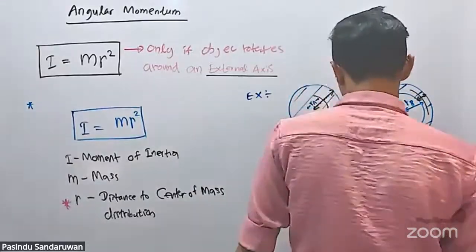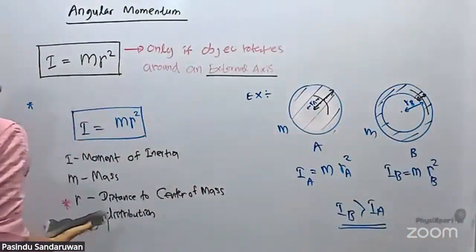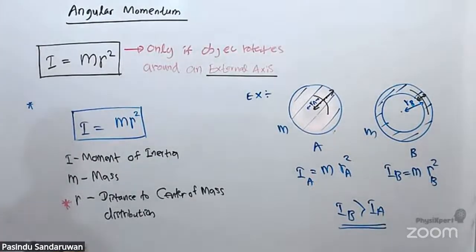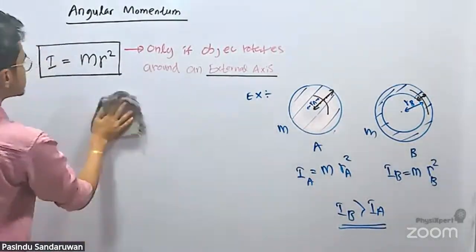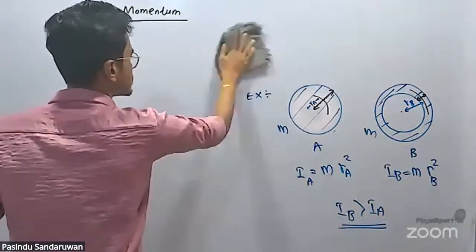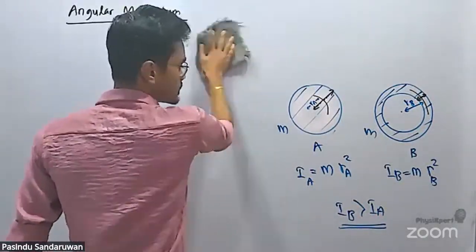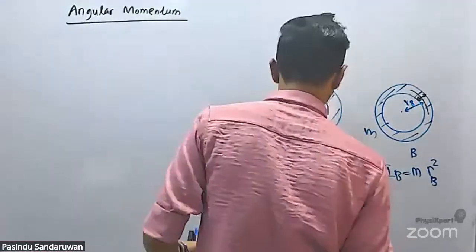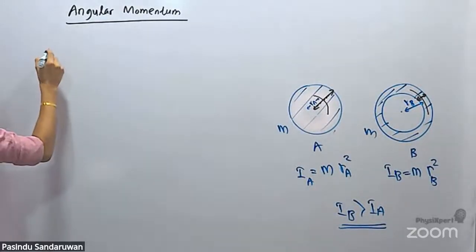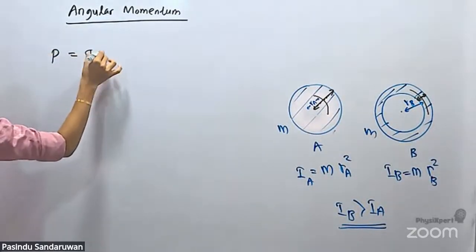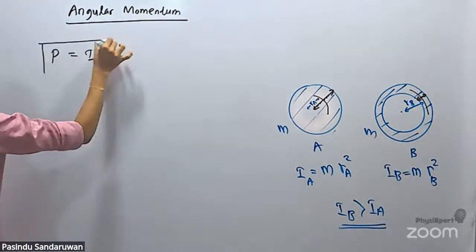Okay, finished. Now let's get back to where we started the discussion. Look at here. Right. So we knew that angular momentum can be written as I omega.